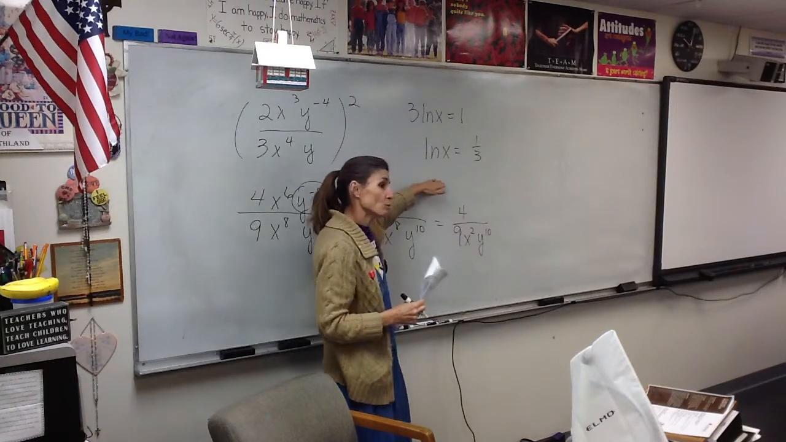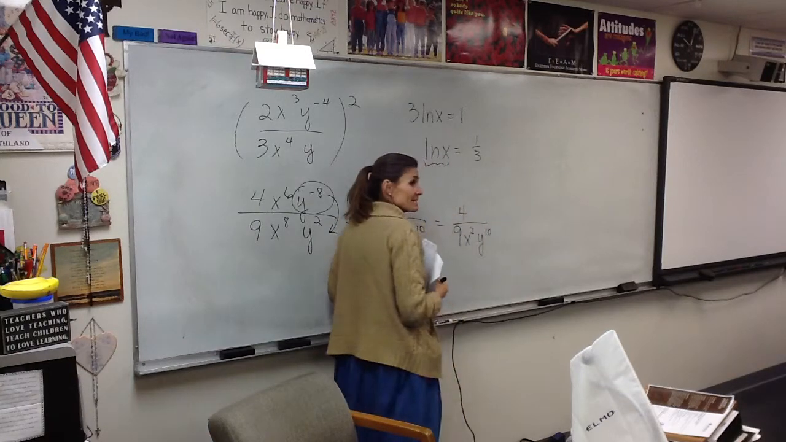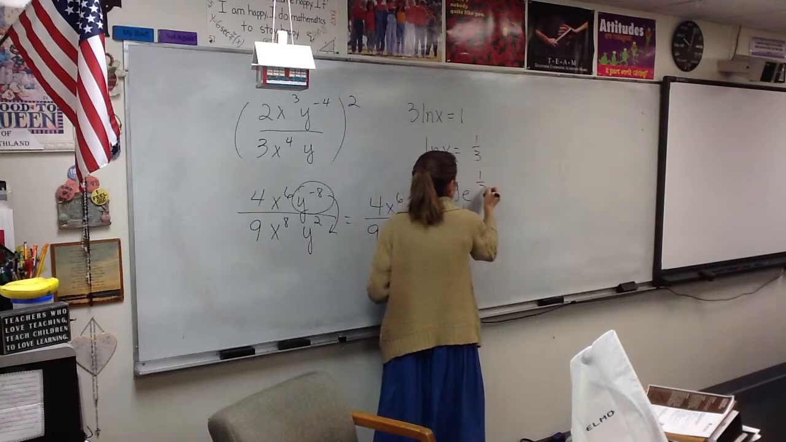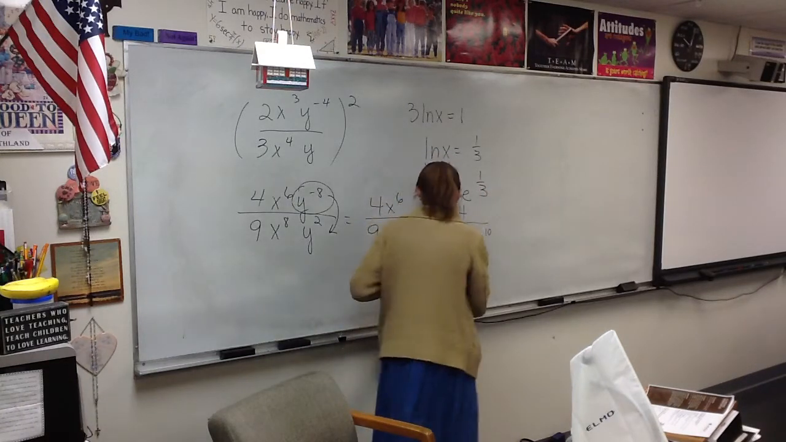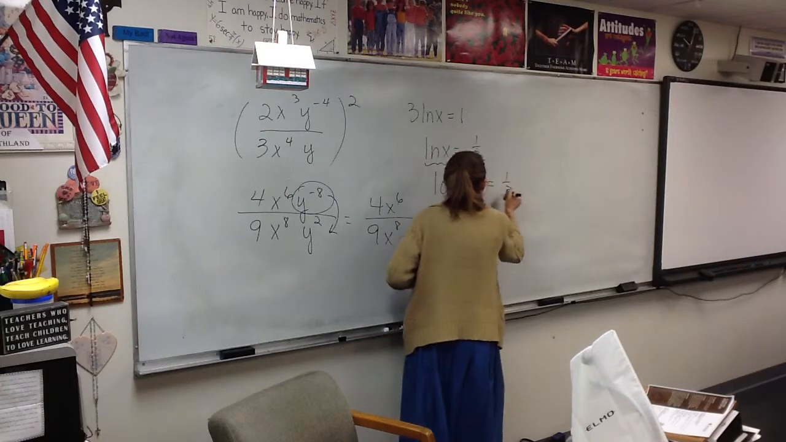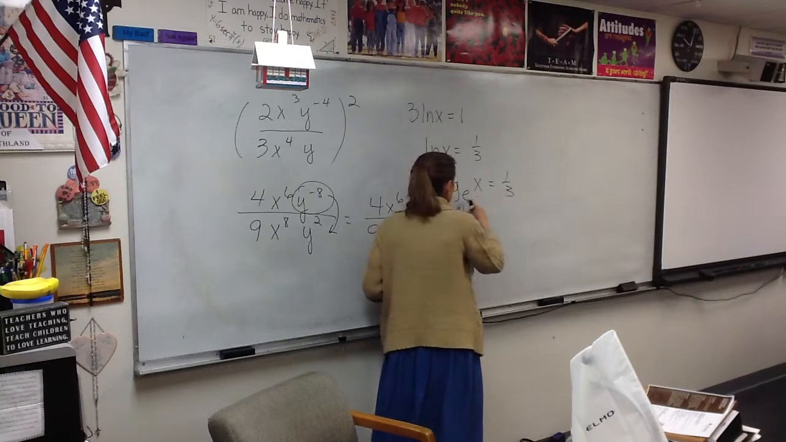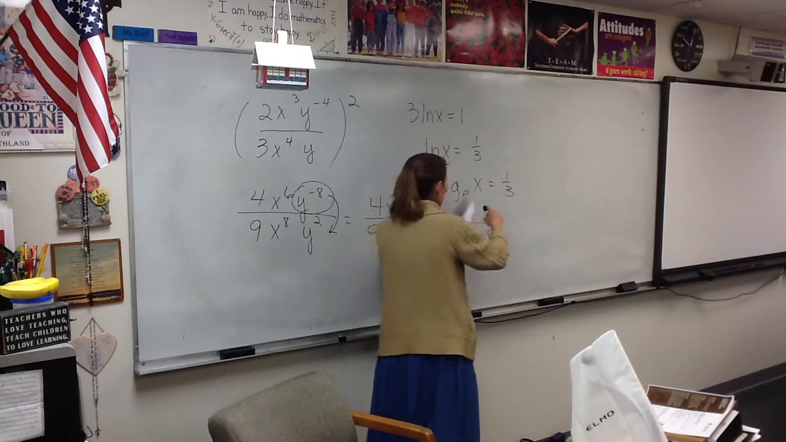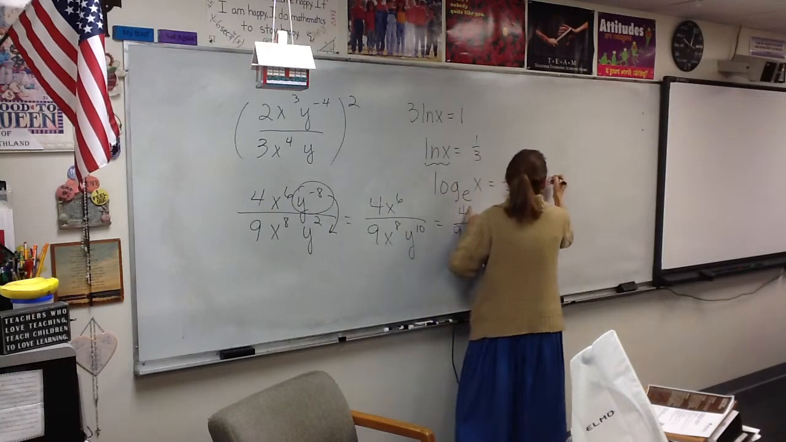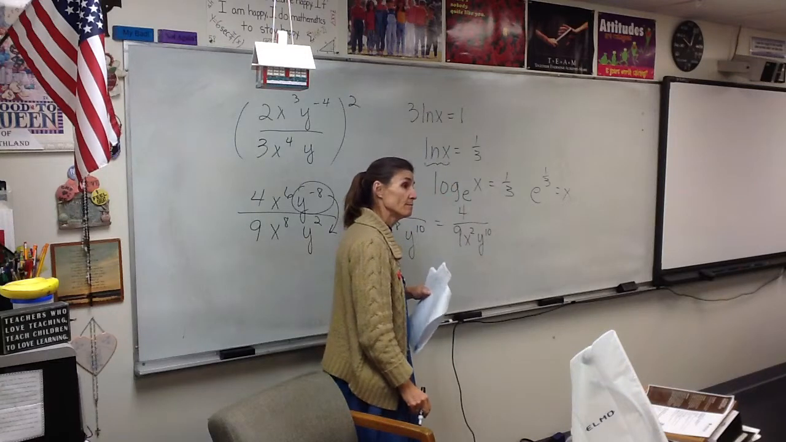Then I know I have to rewrite this. In order to rewrite it, I have to remember what that stands for. That stands for log base e. ln x means log base e of x. So when I rewrite this, I will say e to the 1/3 equals x, and that's your answer. That's all you can do. You're done. Okay.